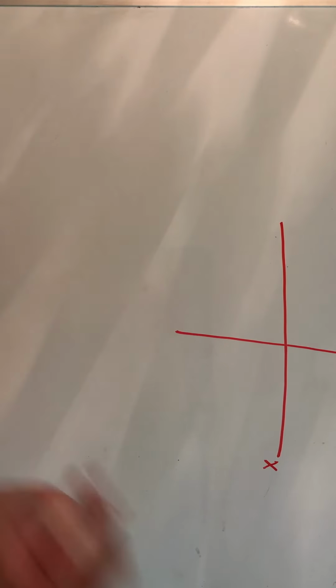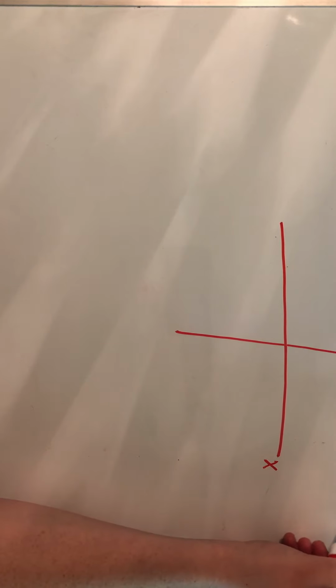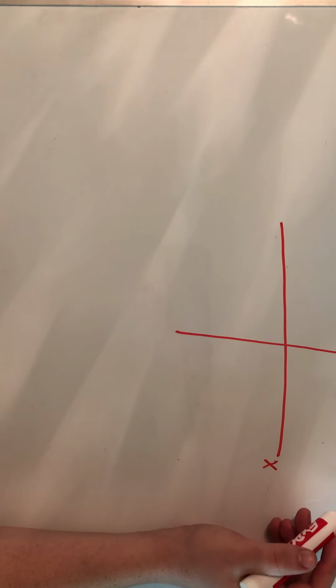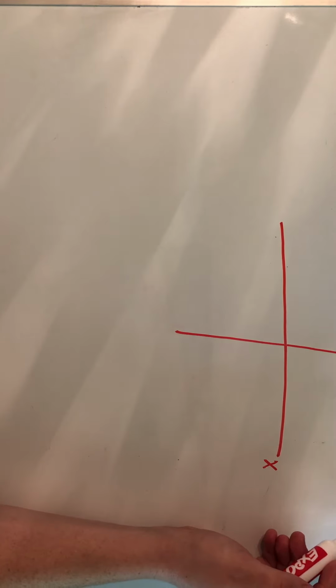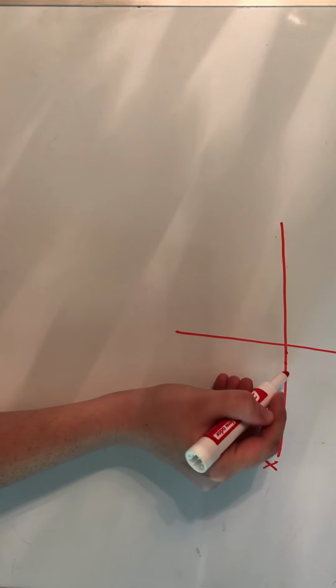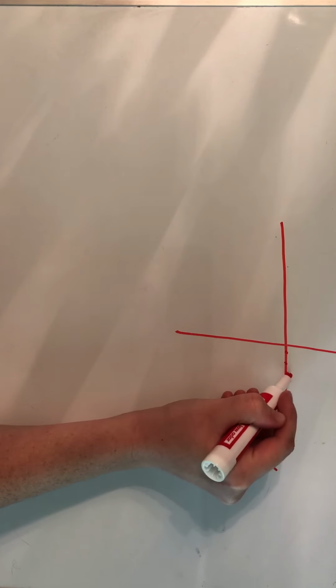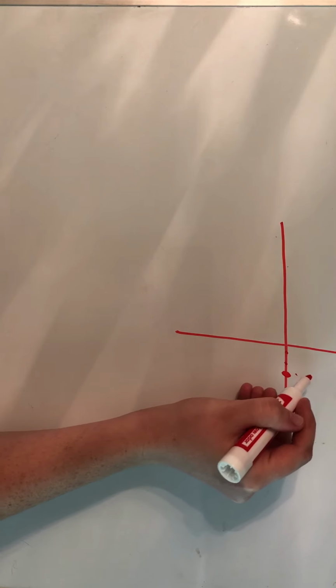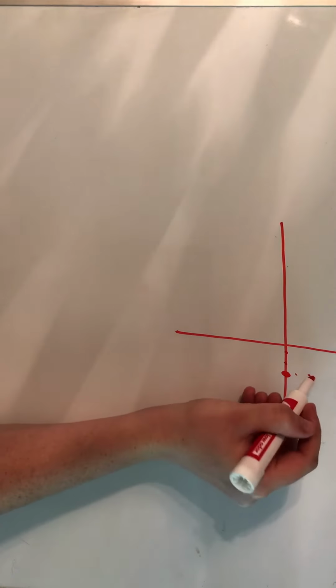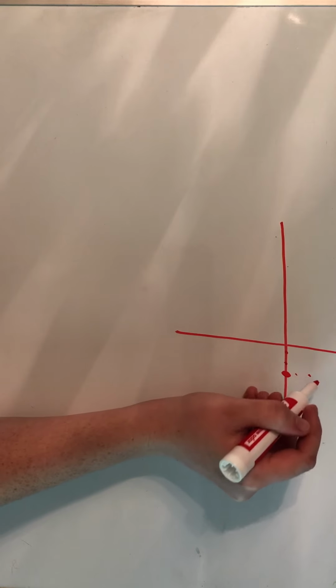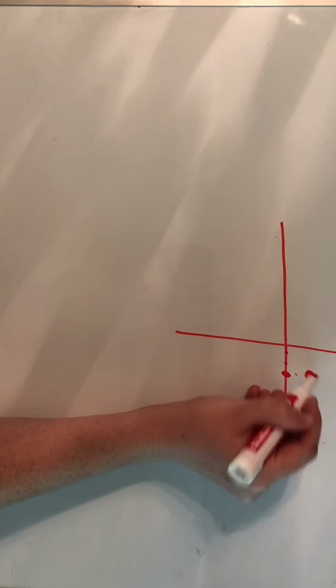So for example, if we have the coordinate point (3, 2), 3 is our x value and 2 is our y value. So to graph that, what we want to do is go 1, 2, 3 on the x-axis and 1, 2 on the y-axis. And this point, where they meet, is our true point.